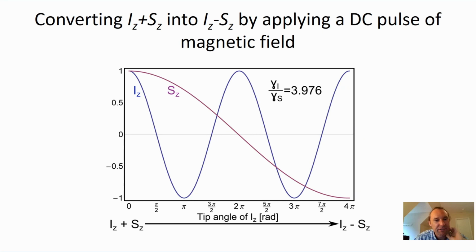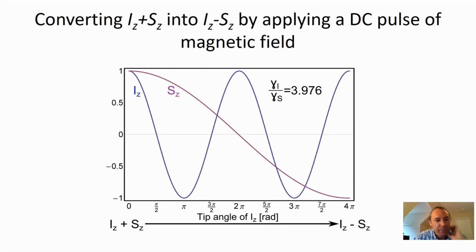So you turn on the DC magnetic field. They both start rotating. I rotates faster because it's the proton, and S rotates slower. And so you see that when S has undergone half a rotation, I will have undergone 2 rotations, and you will have maximized the difference between I and S. That's the action of a pulse.